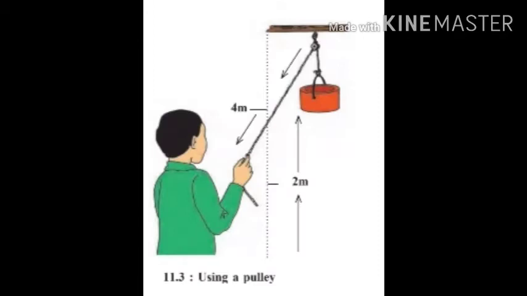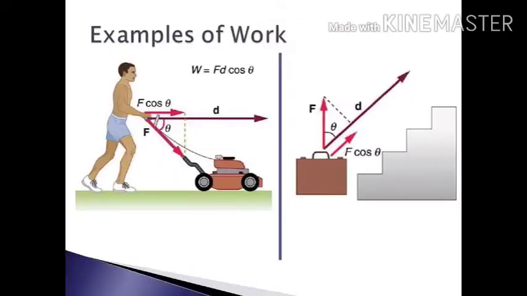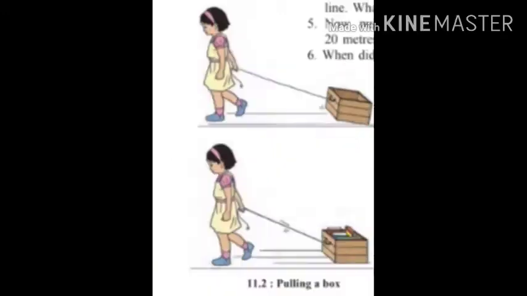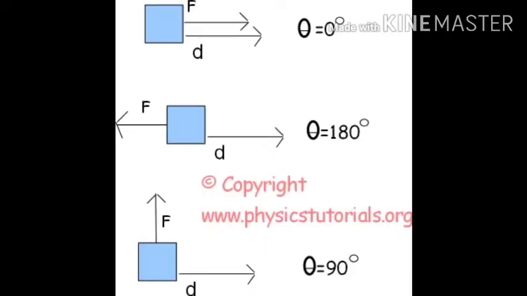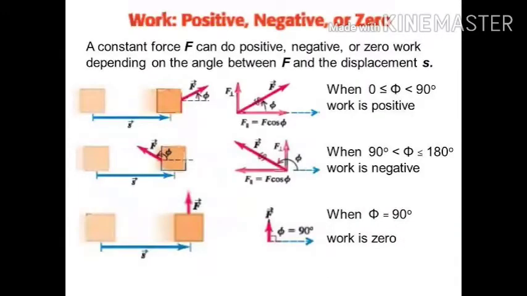See the diagram. The force F is applied in the direction of the string, that is, at an angle with the horizontal. Let theta be the angle that the string makes with the horizontal. We can determine the component F1 of this force F, which acts in the horizontal direction, by means of trigonometry. So, cos theta is equal to base upon hypotenuse, cos theta is equal to F1 upon F, and thus the work done by F1 is equal to F S cos theta.